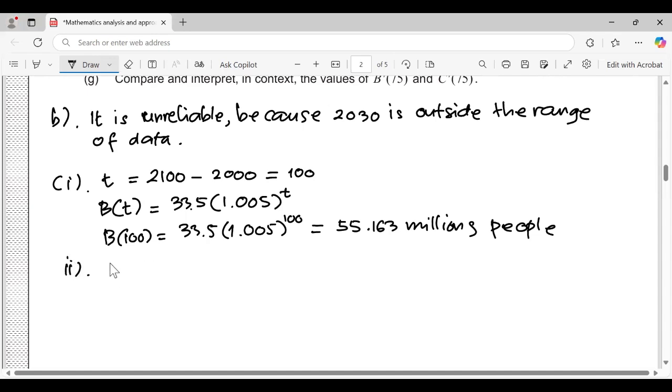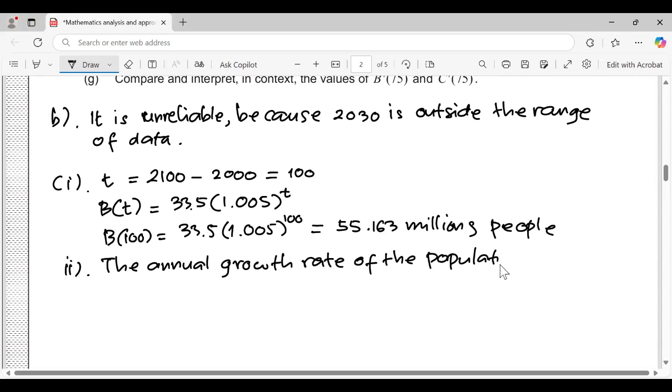Interpret. The interpretation: the annual growth or the annual increase rate of the population is 0.5%, because if you convert this number into a percentage, it's going to be 0.5%.